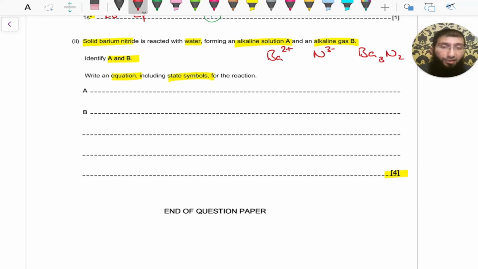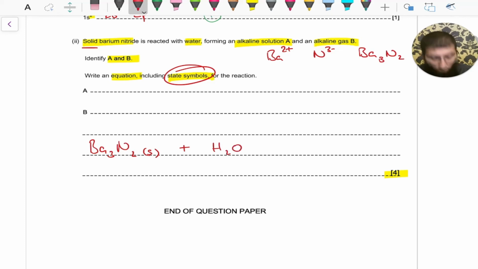Now, Ba3N2 reacts with water. I'm going to start with an equation, to be honest. So I'm going to write down Ba3N2. But it asks us for the state symbols, so we must show this. So we're told that it's solid. So solid state symbol plus water. Now, water is obviously H2O. State symbol for water is liquid. And it goes to form 2 substances.